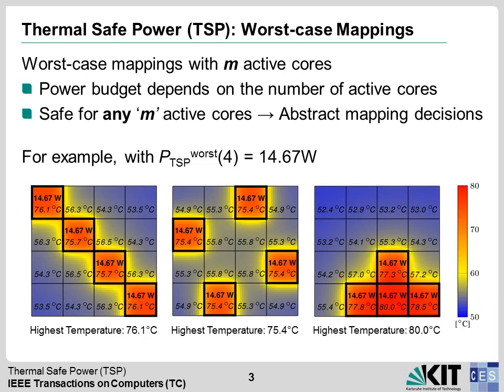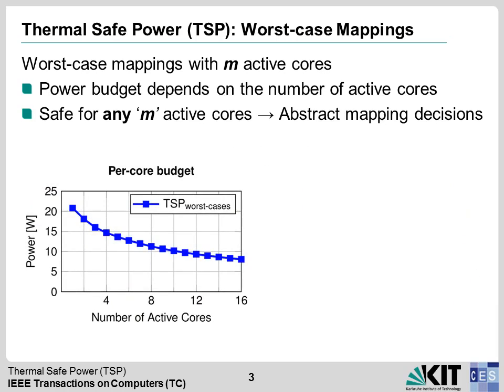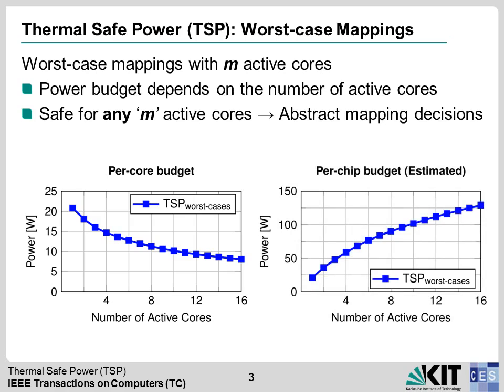exceed the 80-degree threshold. If we now compute the TSP values for different numbers of active cores, we can observe the per core budget, which is this thermal safe power, which is not constant for the different numbers of active cores, and when we compute what the total per chip value of the power consumption would be, we observe that this is also not a constant value, which is different from the state-of-the-art per chip or per core power budgets.